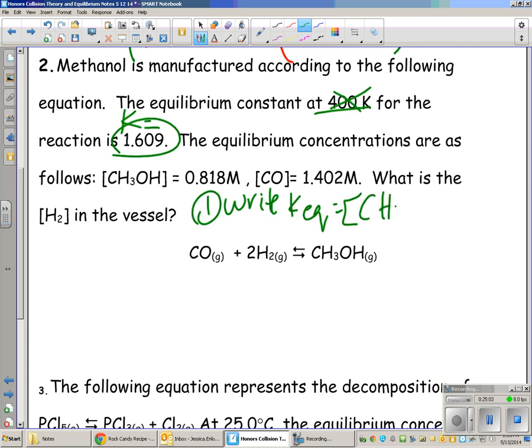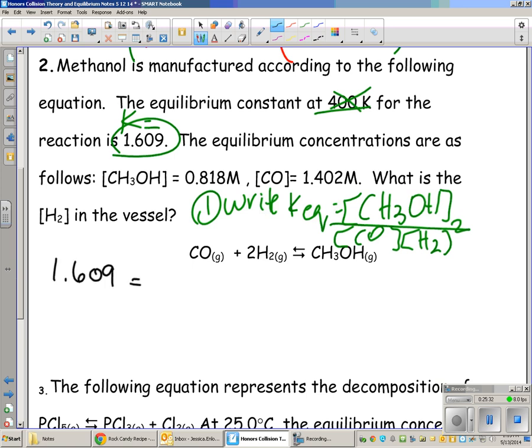So methanol concentration over CO. So H2 squared, right? All right, so I don't know H2. That's what I'm solving for, correct? So I'm just going to call it X. We're going to solve for X squared, and then we'll solve for X by itself. Okay. So when we plug everything in, we say K is equal to 1.609.